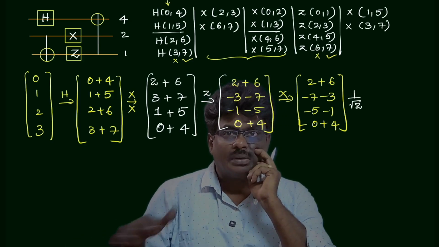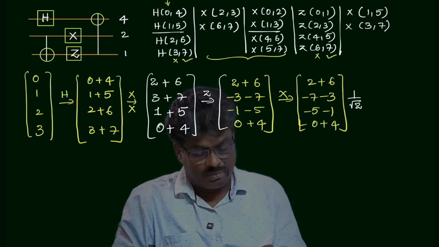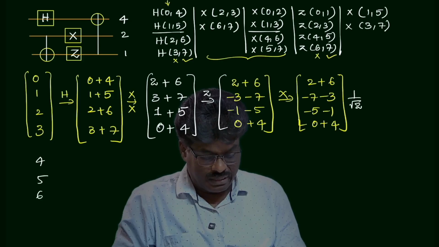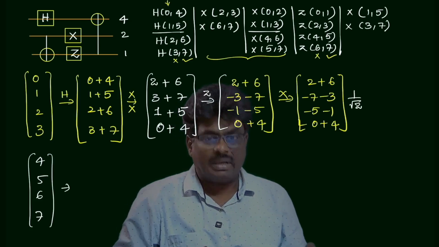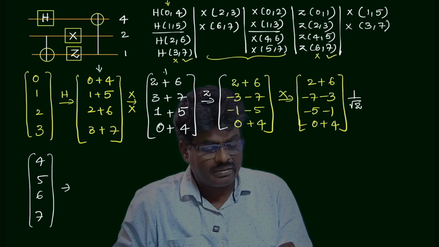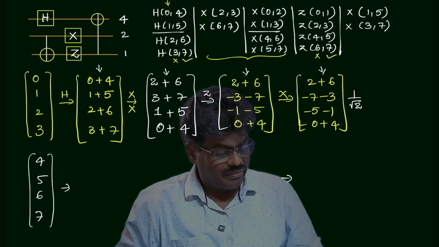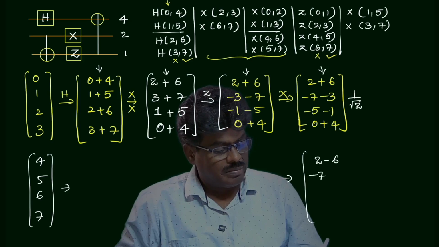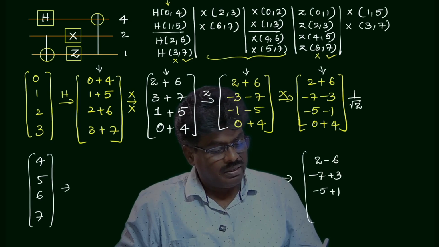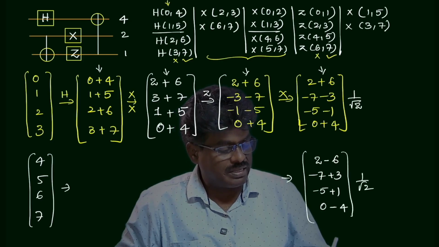Right. So next if you want to write the other states, that is the next column 4 5 6 7, remember you need not do anything, just change the middle sign. This is the advantage whenever you are dealing with these Hadamard operations. And finally I can write directly, that is 2 minus 6, minus 7 plus 3, minus 5 plus 1, and 0 minus 4. Normalization constant is as usual.